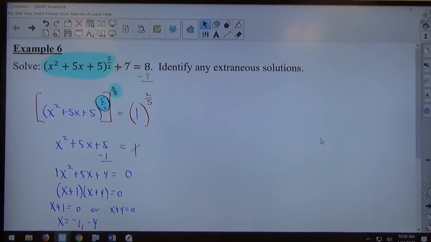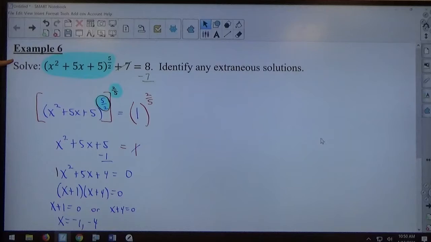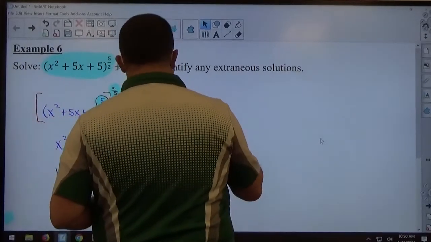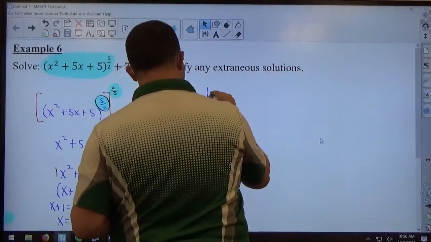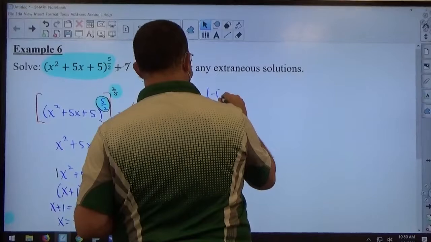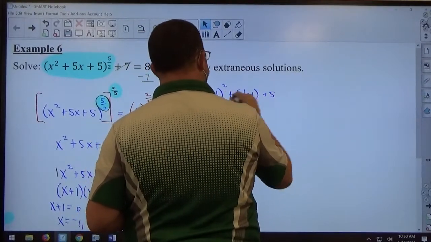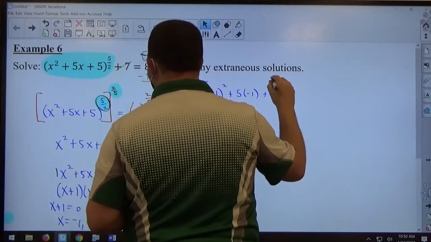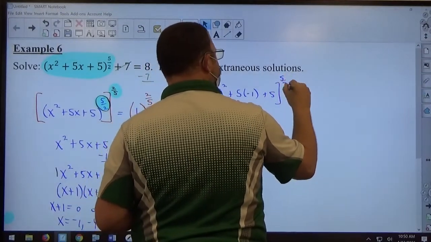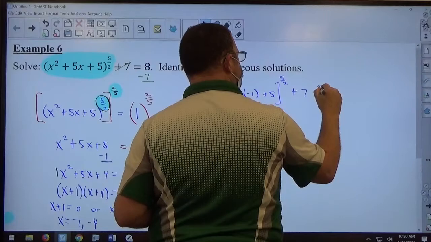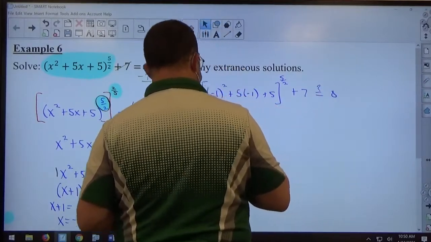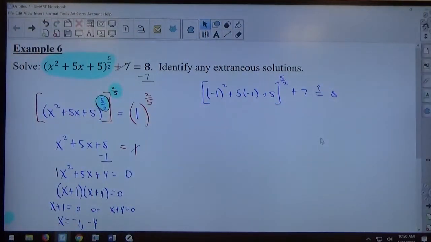We need to verify they're actually right by going back to the original problem before we mess with it, replacing x with these two numbers to see if it actually works out. So, I'm going to get -1 squared plus 5 times -1 plus 5 to the 5/2 power plus 7 might equal 8. Yes, we try this one out. -1 squared is +1.